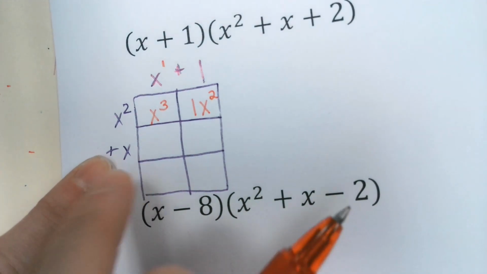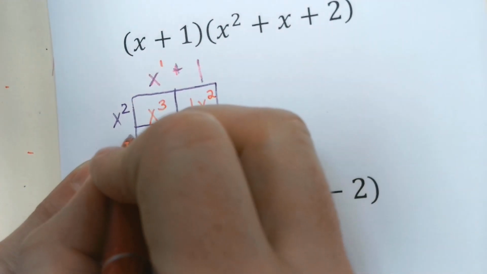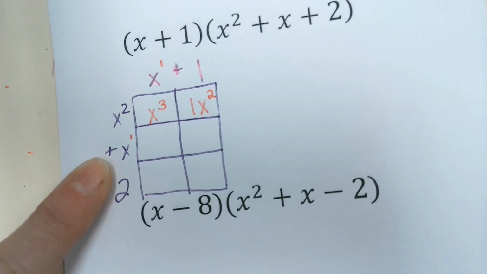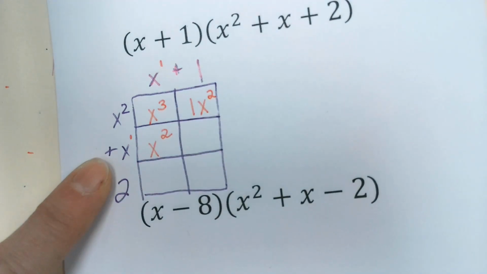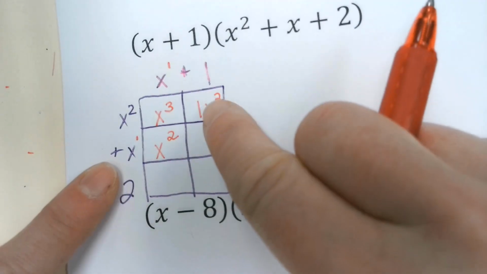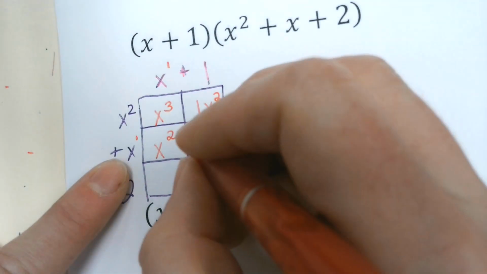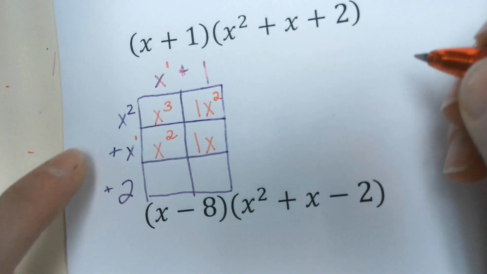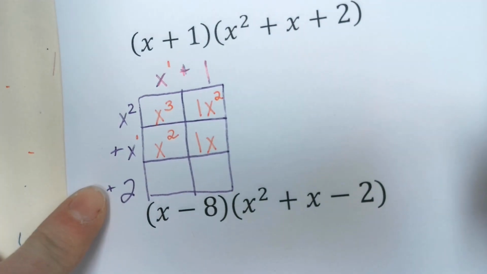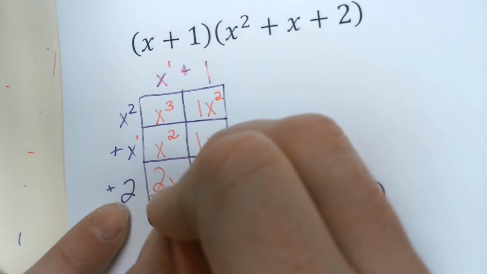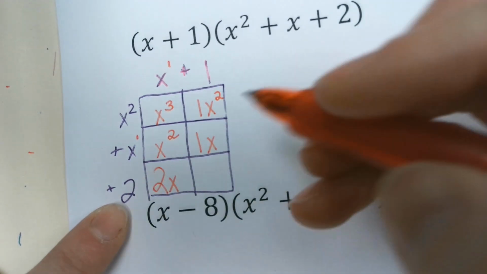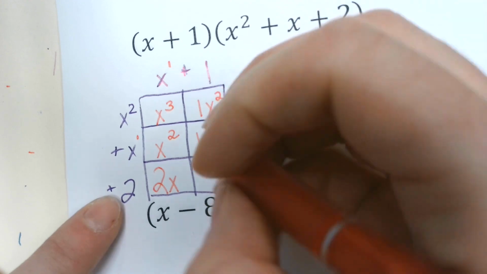Okay, and then we have an x times an x. Well, that's x to the 1st power. Like bases, add your exponents. So that's going to be x squared. And then 1 times x to the 1st is just 1x. Two times x is just 2x. 1 times 2 is 2.